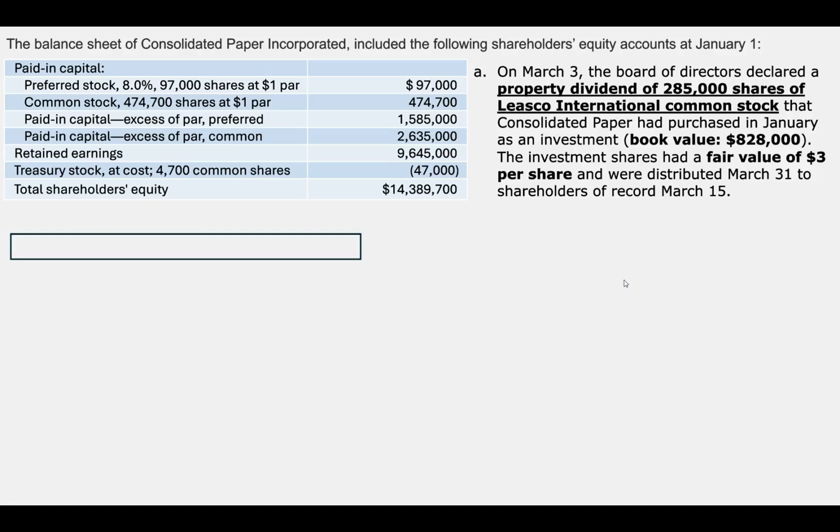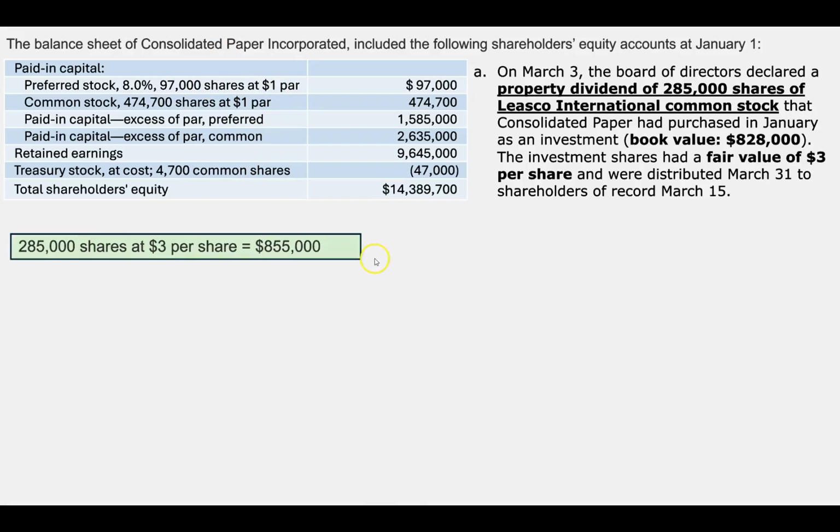A. On March 3rd, the Board of Directors declared a property dividend of 285,000 shares of Liasco International common stock that Consolidated Paper had purchased in January as an investment for $828,000. That's the book value. The investment shares had a fair value of $3 per share and were distributed March 31st to shareholders of record on March 15th. So this is a property dividend because this company, Consolidated Paper, had shares of another company, Liasco International, and they're distributing 285,000 of those shares. So for Consolidated Paper, this is an investment. This is an asset on their books.